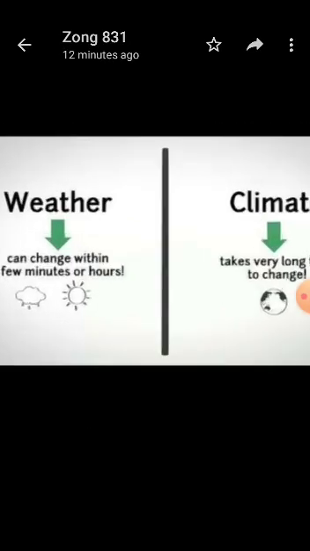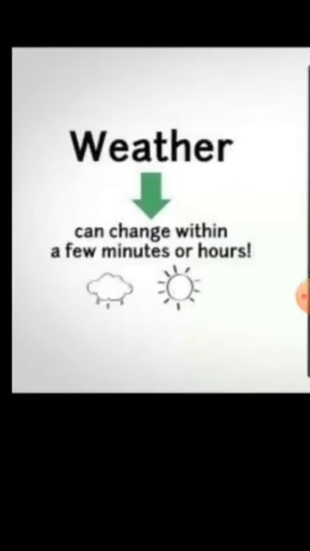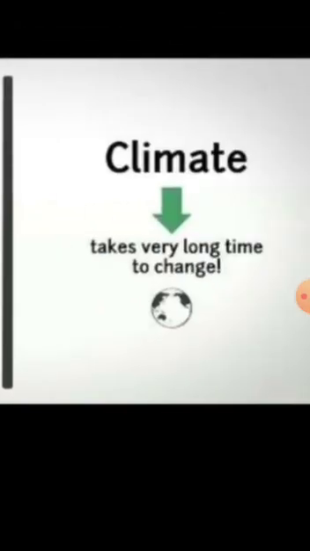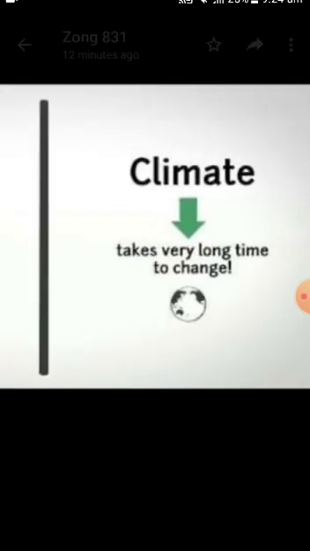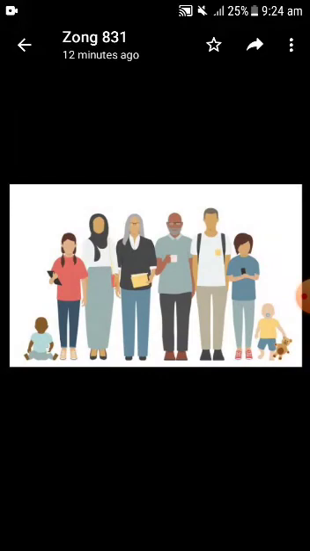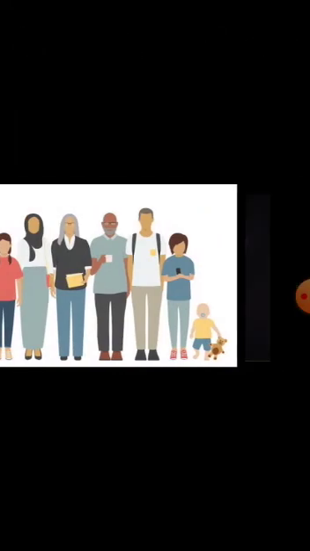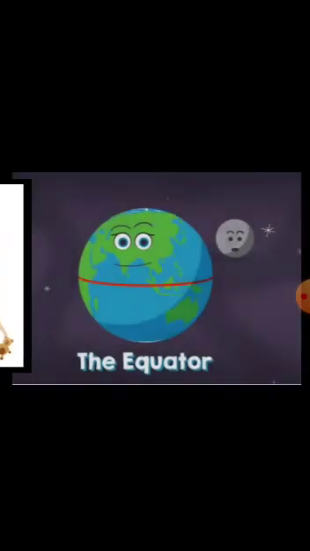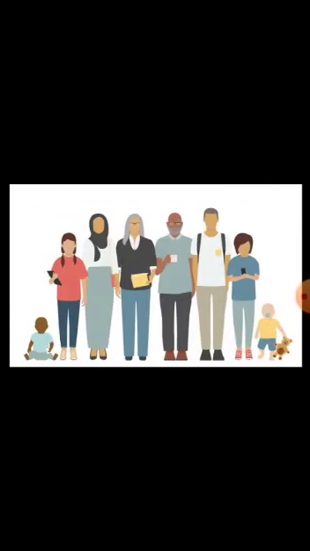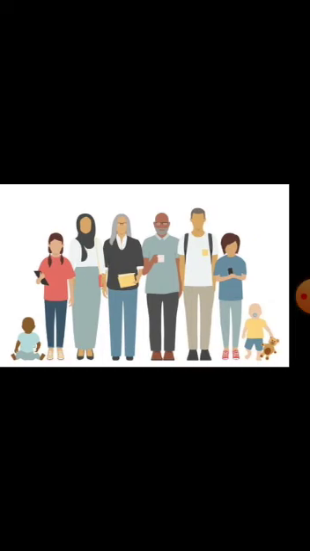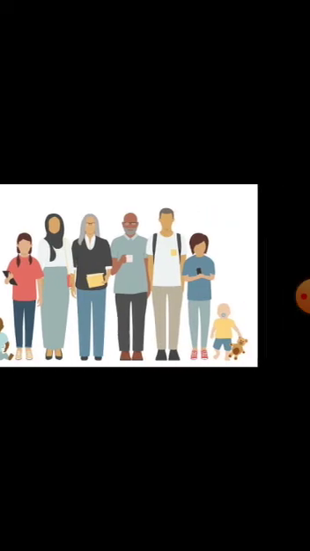Are you getting confused about these two words? Because they are a little bit similar, so let's discuss it in detail. Weather can change within a few minutes or a few hours, but climate takes a very long time to change. Climate can also affect people's lives, the plants, and the land in an area.